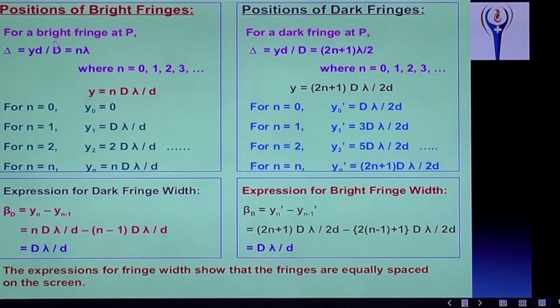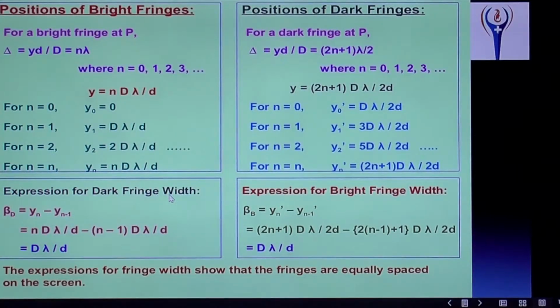So for the condition for a bright fringe, the path difference is equal to an integral multiple of wavelength, and for a dark fringe, an odd integral multiple of wavelength. Odd integral multiple of wavelength means (2n plus 1) by 2 of lambda. And here n values are 0, 1, 2, 3.